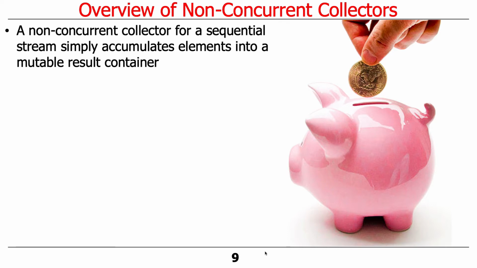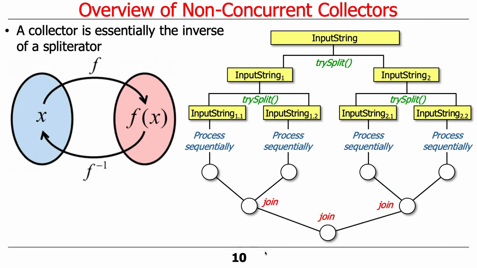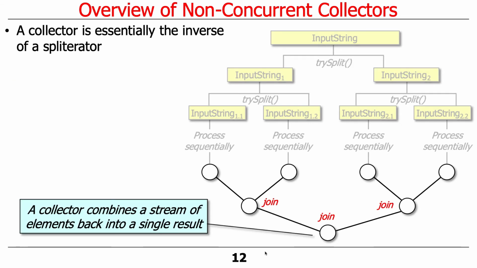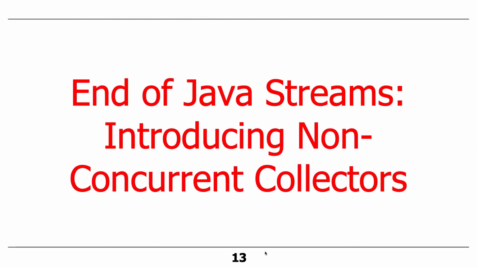So you can think of a non-concurrent collector as a way just to accumulate elements into this mutable result container. So it's like a piggy bank. You're dropping your elements into there. And essentially, as you may have surmised before, a collector is the inverse of a spliterator. So if a spliterator is responsible for taking the input and breaking it up into chunks, which we just talked about, then the collector is used to take those chunks and reassemble them. And there's a bunch of cool, interesting elements of how all that stuff works. So that's a very quick overview of non-concurrent collectors.